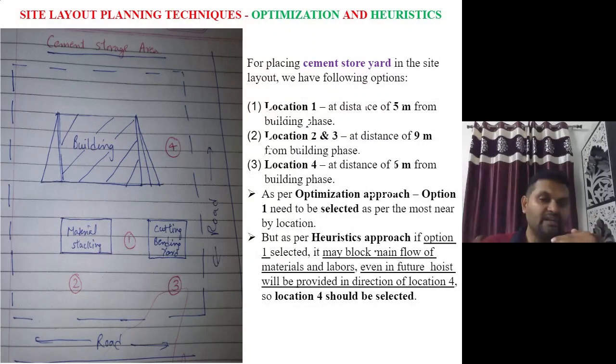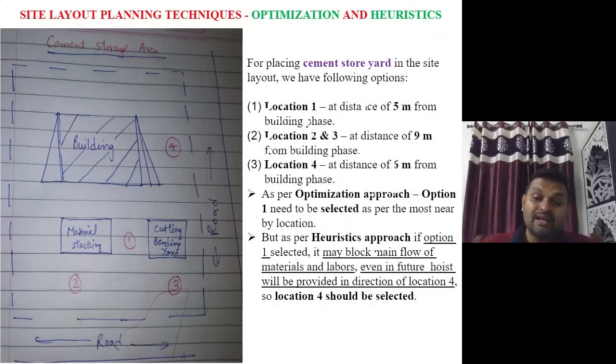If I'm talking about the distance from the face of the building, for one the distance is 5 meters, for 2 and 3 the distance is 9 meters, and for 4 the distance is 6 meters. If I'm going to follow the mathematical or optimal approach, the least distance is location one, so I can put it at location one.